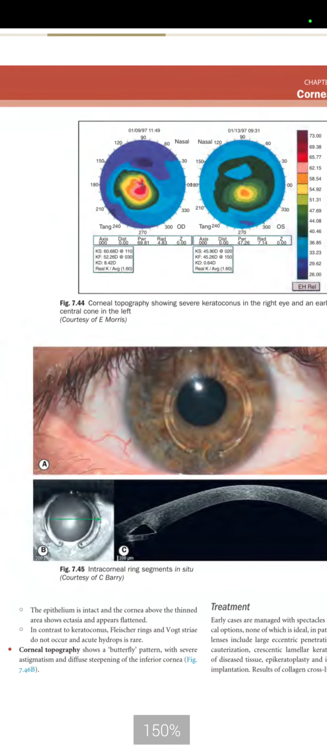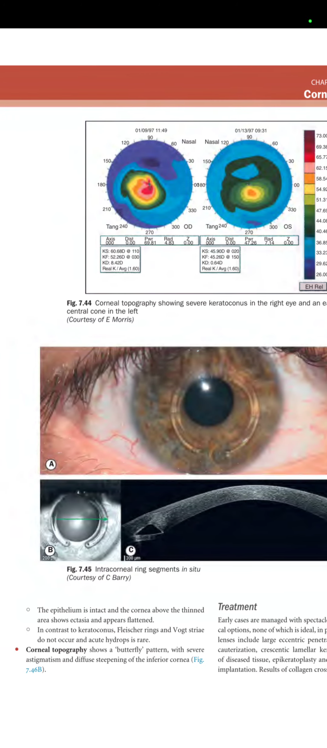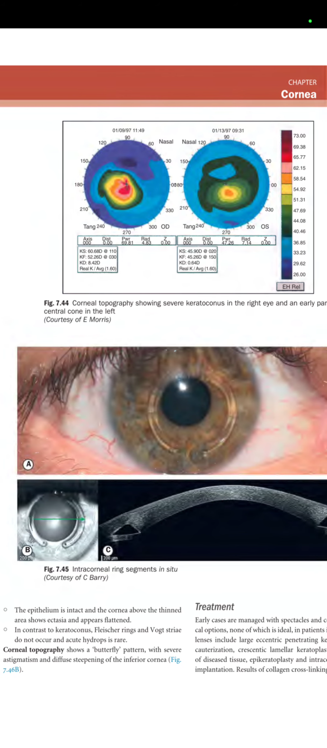The epithelium is intact and the cornea above the thin area shows ectasia and appears flattened. In contrast to keratoconus, flexuring and Vogt striae do not occur and acute hydrops is rare. Corneal topography shows a butterfly pattern with severe astigmatism and diffuse steepening of the inferior cornea. So what is the pattern in the case of pellucid marginal degeneration? You can say a butterfly pattern and a diffuse steepening of the inferior cornea.